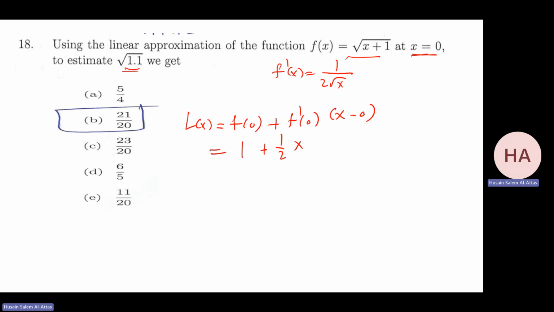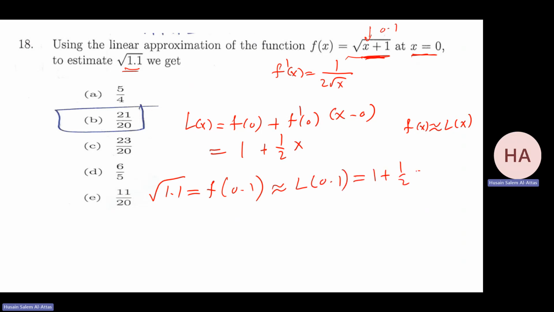Now square root 1.1 is f of x, don't forget. I will approximate it by using L of x. I'm using this function, so my x will be 0.1, so it will be f of 0.1. I'm not using square root of x, I'm using square root of x plus 1. So I can approximate it using L of 0.1, which is 1 plus half times 1 over 10, which is 1 plus 1 over 20, which is 21 over 20.